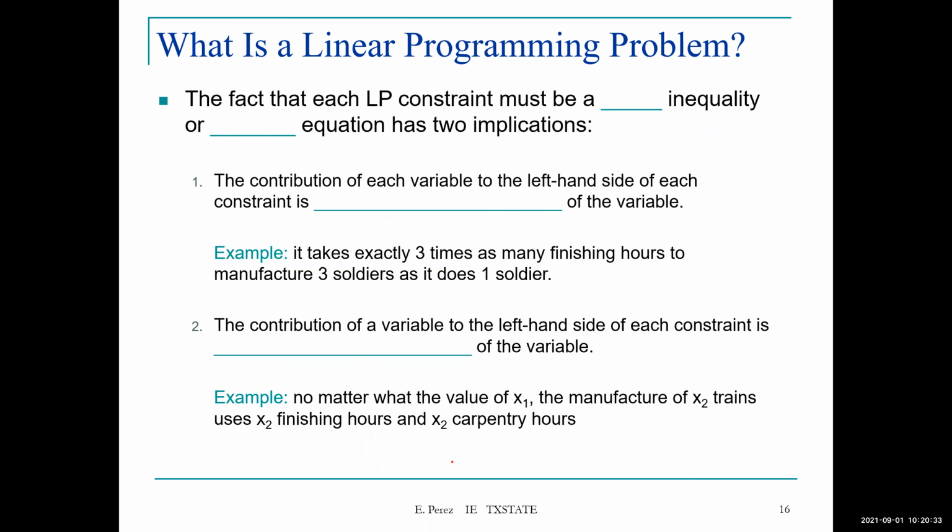The fact that each LP constraint must be a linear inequality or linear equation has 2 implications. The contribution of each variable to the left-hand side of each constraint is proportional to the value of the variable. For example, it takes exactly 3 times as many finishing hours to manufacture 3 soldiers as it does for 1 soldier. The contribution of a variable to the left-hand side of each constraint is independent of the value of the variable. So for example, no matter what the value of X1, the manufacture of X2 trains uses X2 finishing hours and X2 carpentry hours. Okay, so product 2 is independent of product 1. They're not connected.